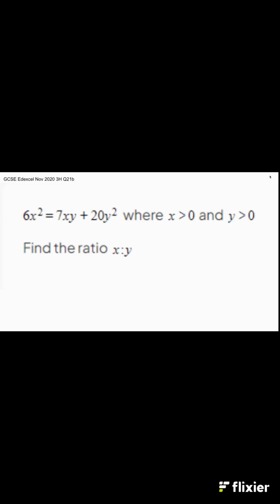Hello everyone, Chunder Professor here, and today we're going to be talking about the GCSE Edexcel November 2023 higher question 21b, where 6x squared equals 7xy plus 20y squared, where x and y are greater than 0. So we need to find the ratio x to y.